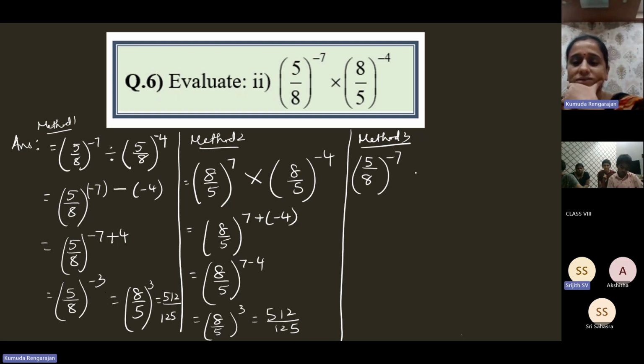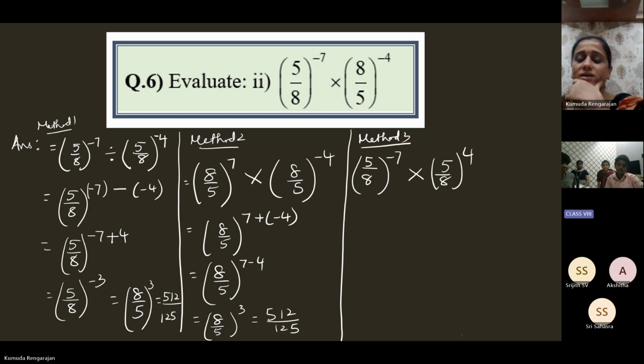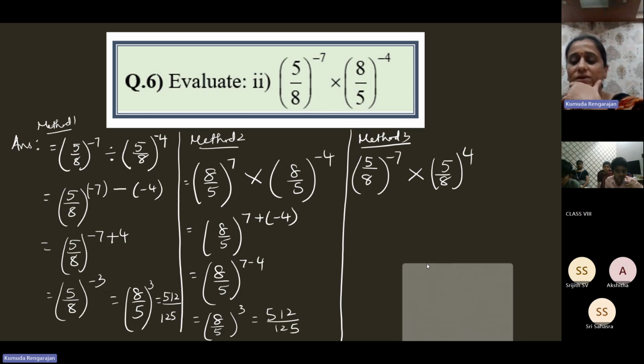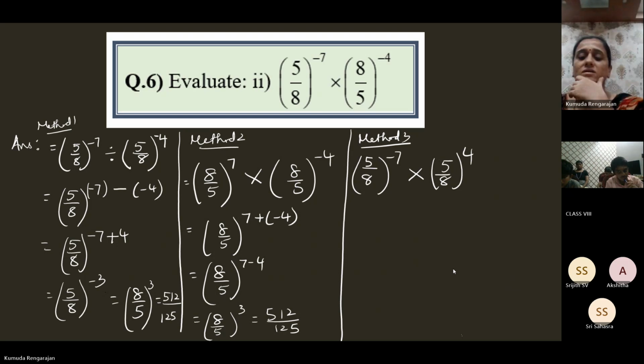What's the second one? Into 8 by 5. Now, in this method, you want the base as 5 by 8. So the first one is already 5 by 8 to the power minus 7. Leave that, don't disturb that. In the next one, it is 8 by 5, so write that as 5 by 8. If you write the reciprocal of the base, you should write the negative of the power.